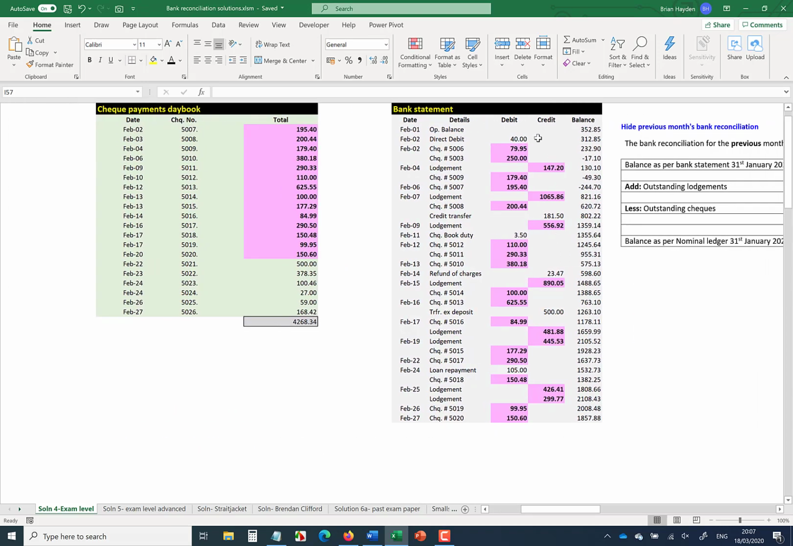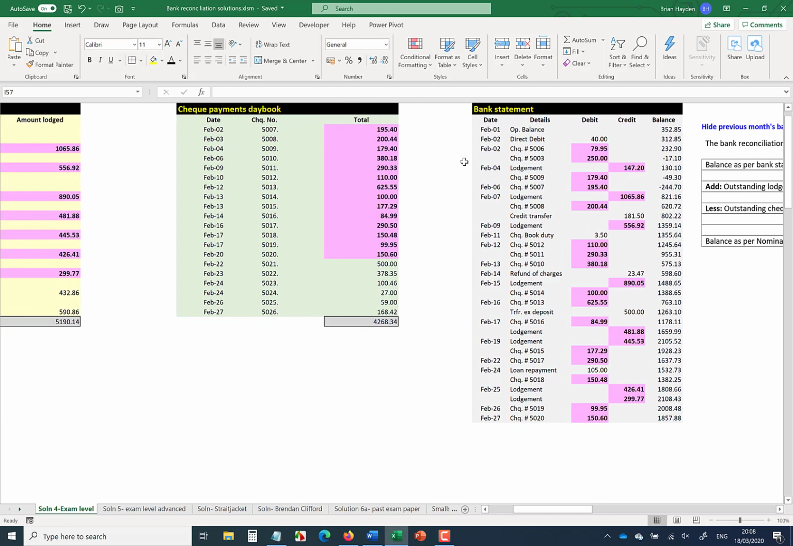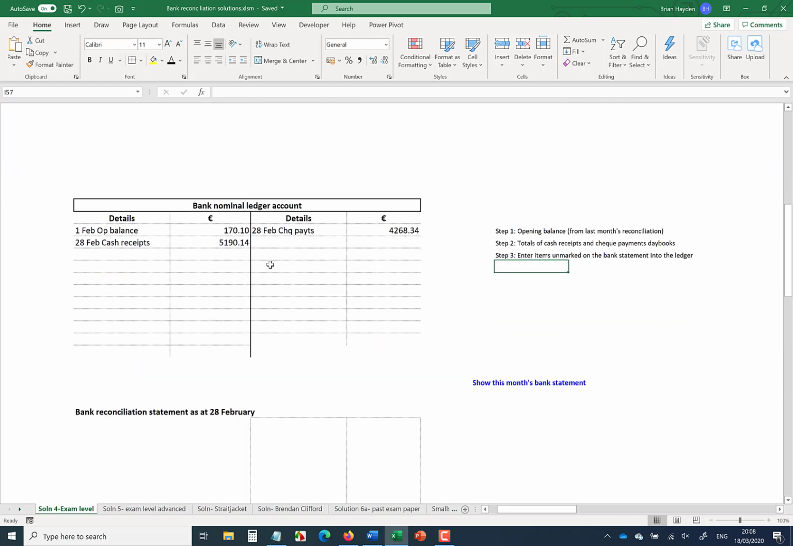So on the bank statement, we had a direct debit, that's a payment for 40 on February 2nd. February 11th, we had a checkbook duty for 350. And February 24th, we had a loan repayment for 105. So those three payments are going to go into the ledger. These have gone through the statement, but they haven't been marked. That's because they're not appearing in the day books, so we need to put them in. So 40, 350 and 105. I'll just put these in here.